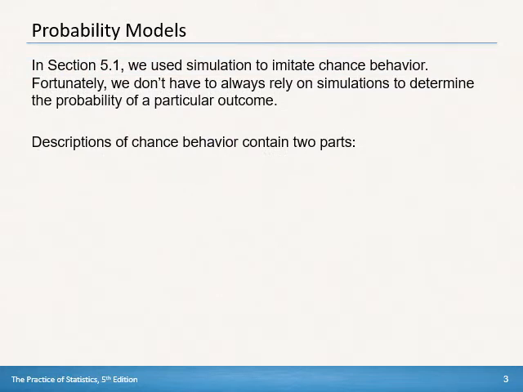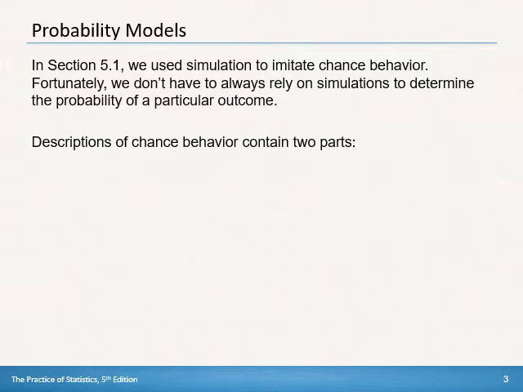In 5.1, we used simulation. We used a random digit table, sometimes rolled the dice. But in order to get our simulated probability to even be close to the theoretical probability, we'd have to take lots and lots of simulations, right? Lots of trials.